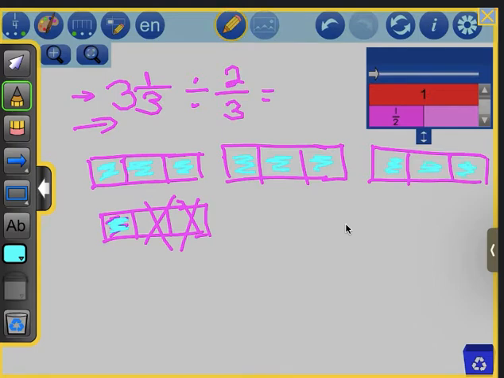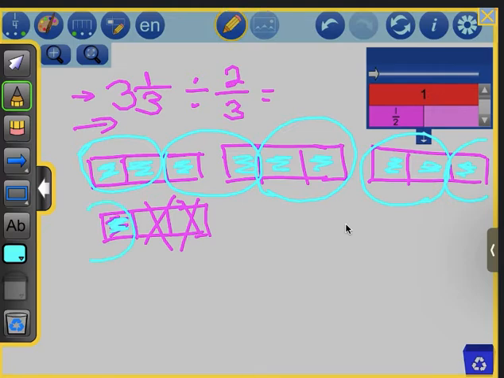Now I want to make groups of 2/3. Okay, how am I going to do that? I am actually going to circle groups of 2/3. And I have one group of 2/3, and another group of 2/3, and another group of 2/3, and another group of 2/3, and another group of 2/3.